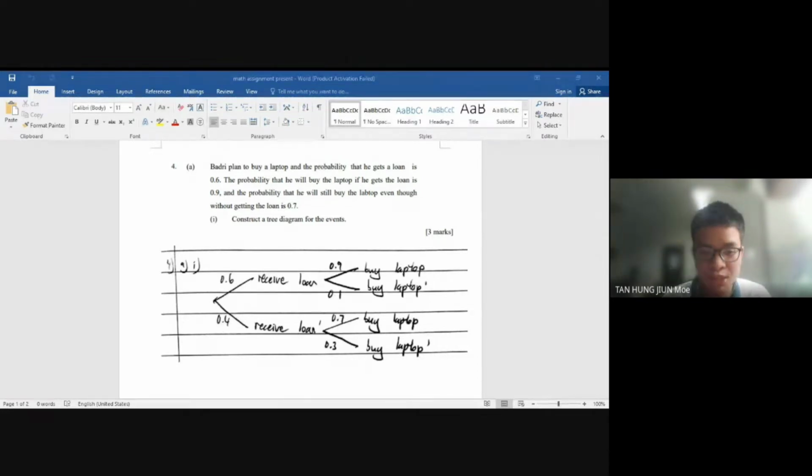For the first branch, we separate it into two more branches, which are the probability of buy laptop, which is 0.9, and the probability of didn't buy laptop, which is 0.1. From the second branch, we separate it into two more branches, which are the probability of buy laptop, which is 0.7, and the probability of didn't buy laptop, which is 0.3.